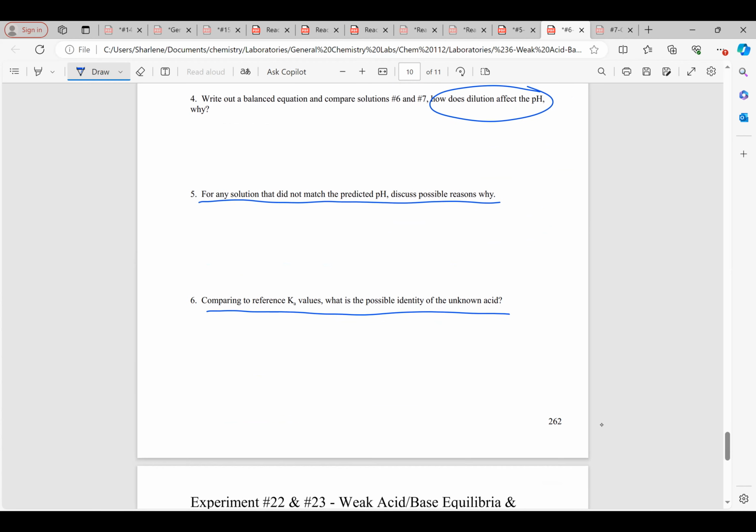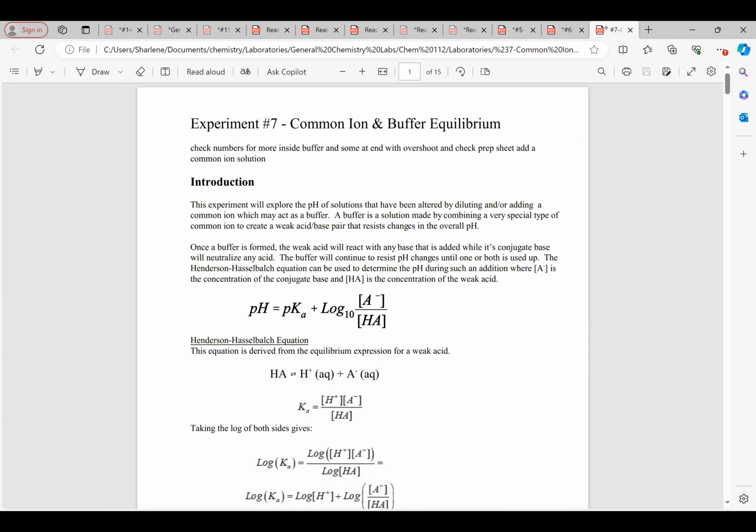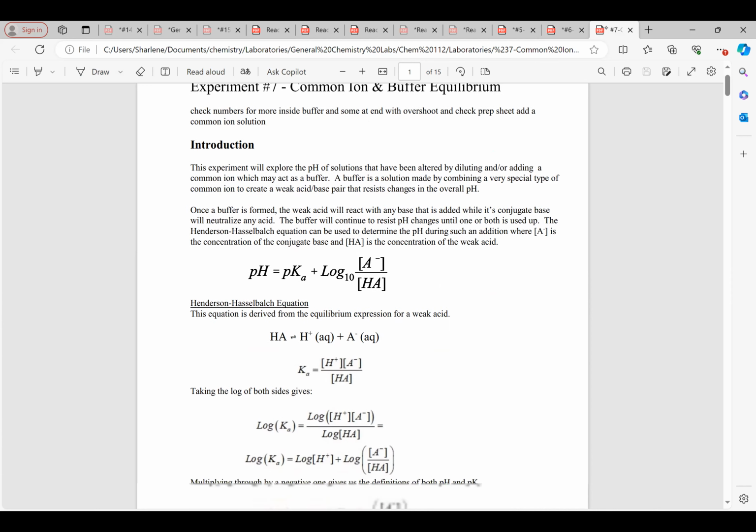That is the weak acid common ion and buffer one. We will also do the common ion and buffer experiment.